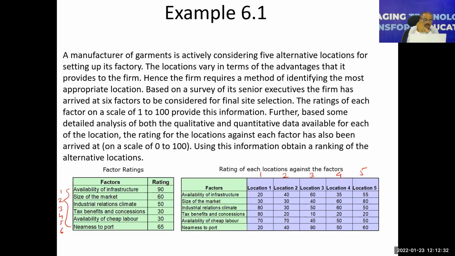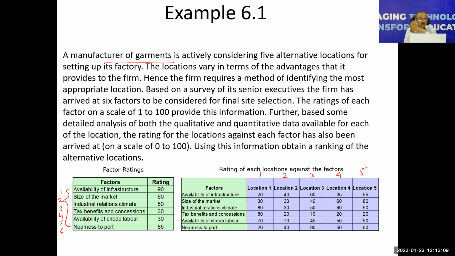As a part of the factor rating method, you first have to identify the relevant factors associated with the facility location decision. For example, in this case, the 6 factors are availability of infrastructure, size of the market, industrial relations, climate, tax benefit and concession, availability of cheap labor, and nearness to the port. So these are the 6 factors associated with this location decision, which is related to setting up the garment factory.